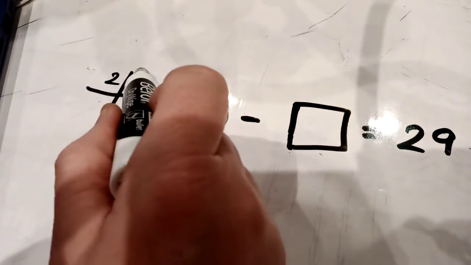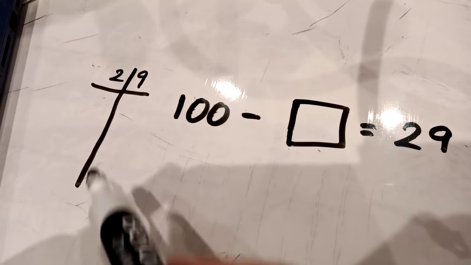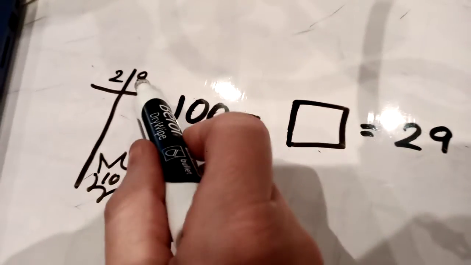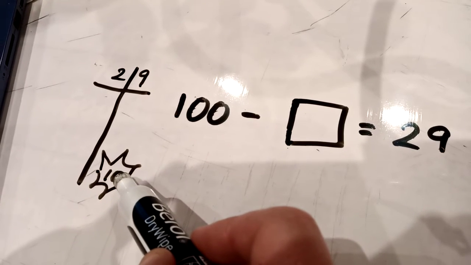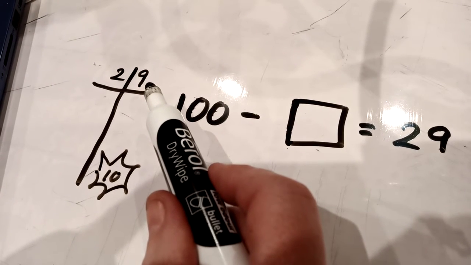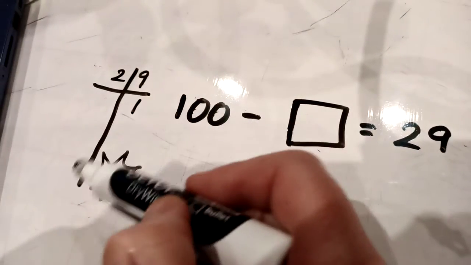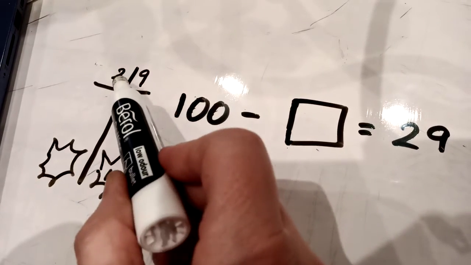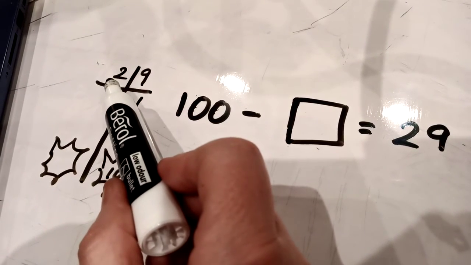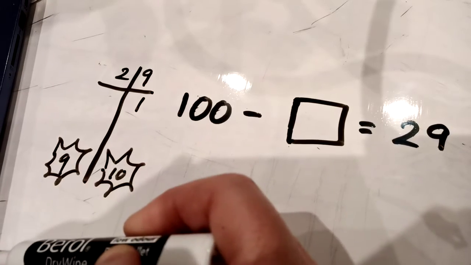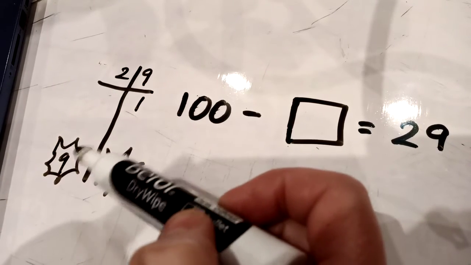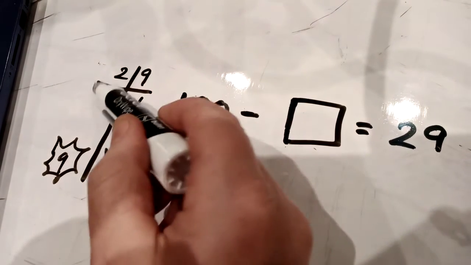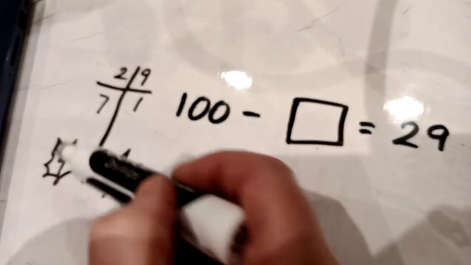So we put 29 up there and we ask ourselves, what number goes with 9 to make 10? What goes with 9 ones to make 10 ones? And the answer is 1. Okay, and on this side, to find our friends to 100, we ask ourselves, what goes with 2 10s to make 9 10s? What goes with 2 to make 9? 7. Because 2 and 7 make 9.